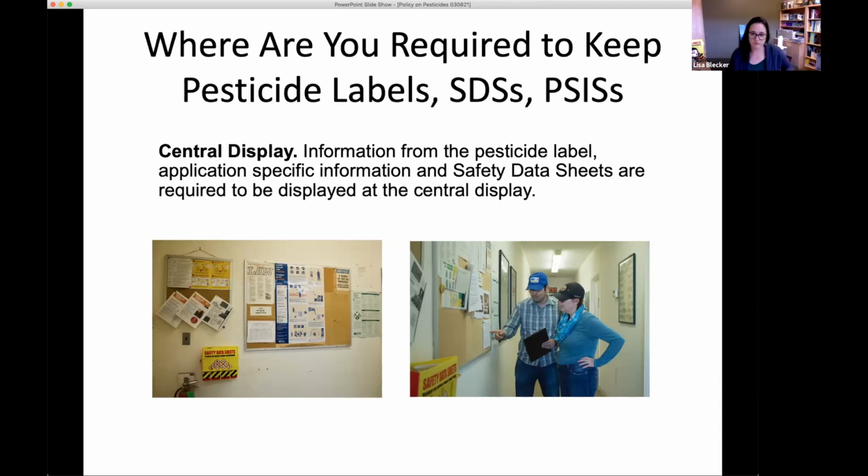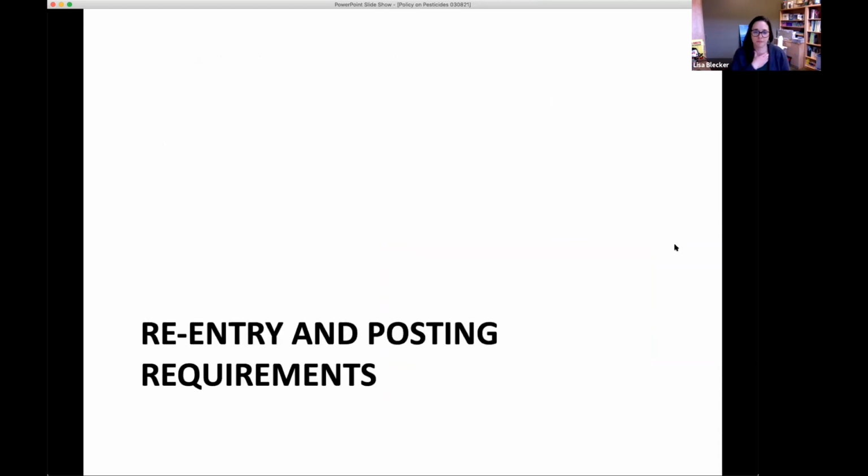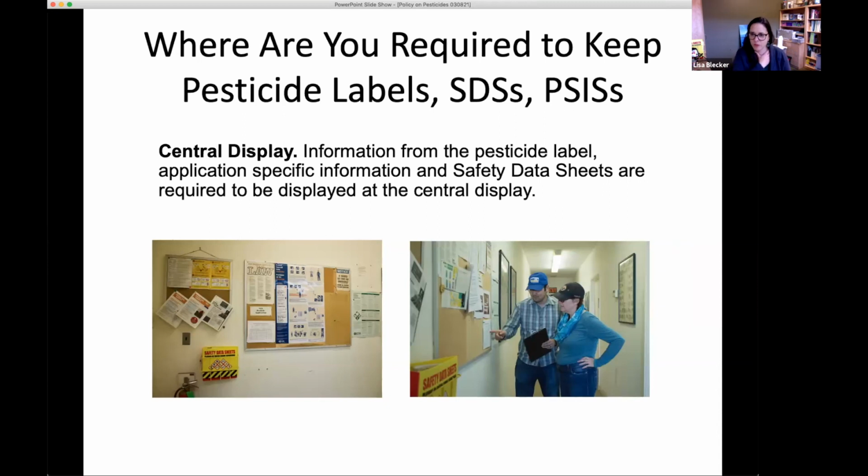Okay. So any questions on when to provide labels or safety data sheets? Basically, you have to have them both.